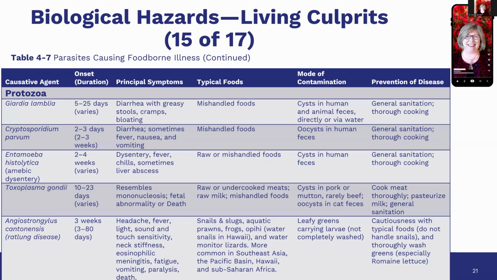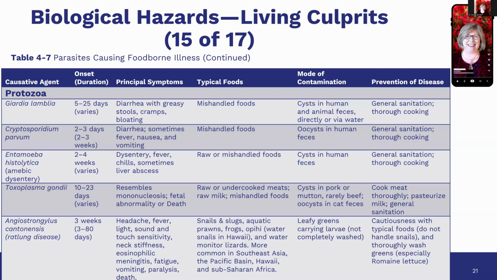Typical foods would be mishandled foods. So that's everything. Raw or mishandled foods, raw or undercooked meats, raw milk, mishandled foods. And then that last category, I want to point out, is a new addition to the textbook for this edition. And this would be rat lung disease, that you would see in Hawaii, Southeast Asia, Pacific Basin, Sub-Saharan Africa, with snails and slugs. These are typical foods.